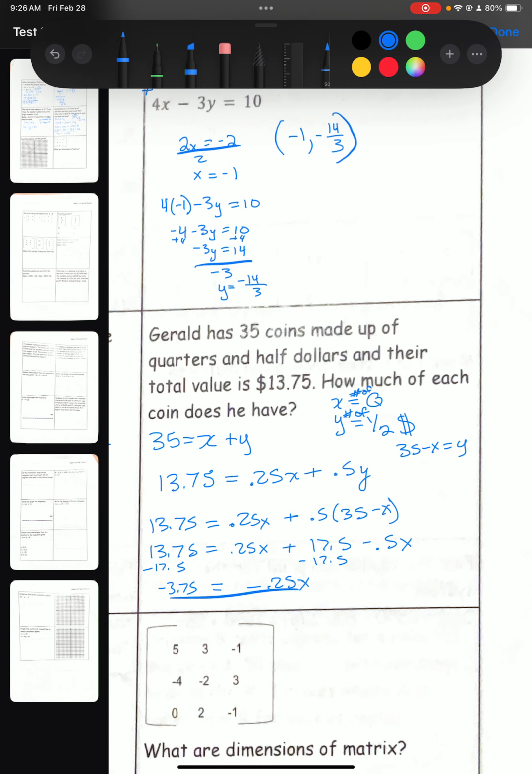And then when you divide that number by negative 0.25, you get x equals 15. Now from there, x is the number of quarters, so we know there are 15 quarters, right? And if 35 is the total of coins, 35 minus 15 is 20. So they have 20 half dollars. And that's all you need to know, just the number.